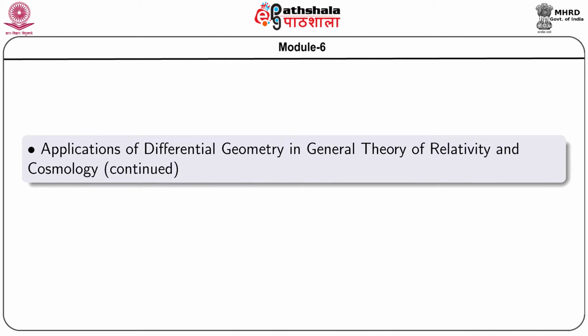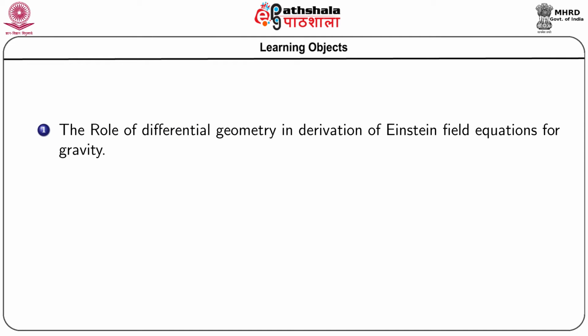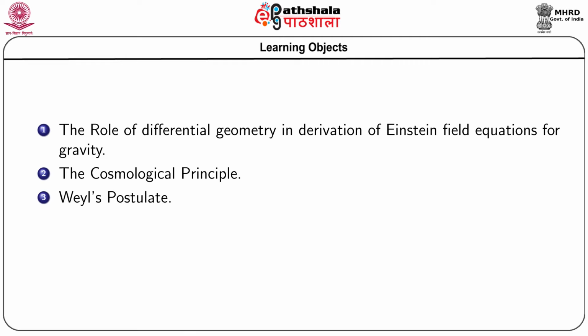So, in module 6 of chapter 10, which is entitled as Applications of Differential Geometry in General Theory of Relativity and Cosmology continued, that means, it is the continuation of module 5, and here the learning objects are the role of differential geometry in derivation of Einstein field equations for gravity. The second one will be the cosmological principle, and the third one will be Will's postulate.